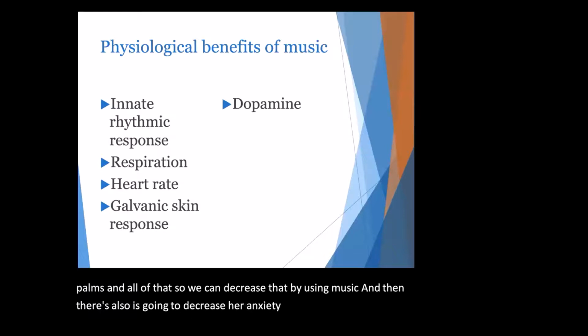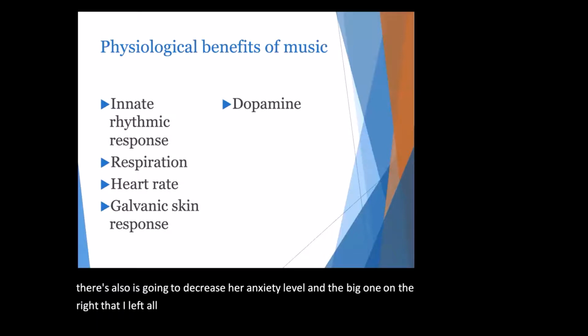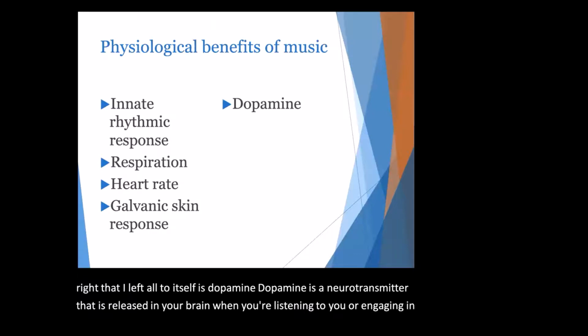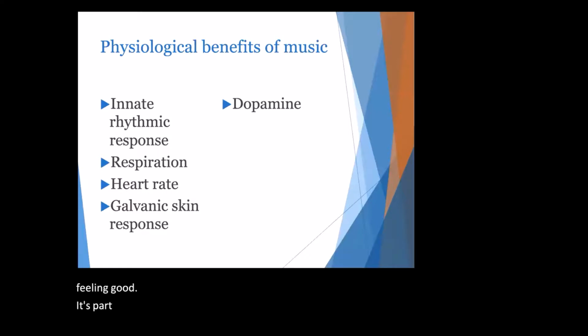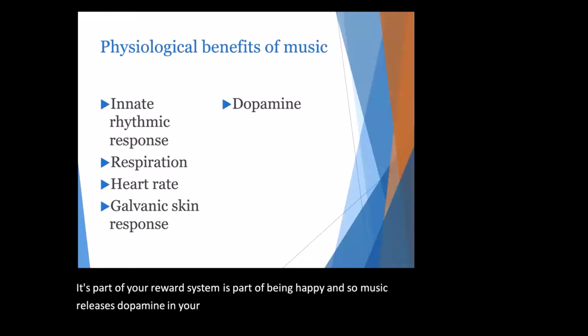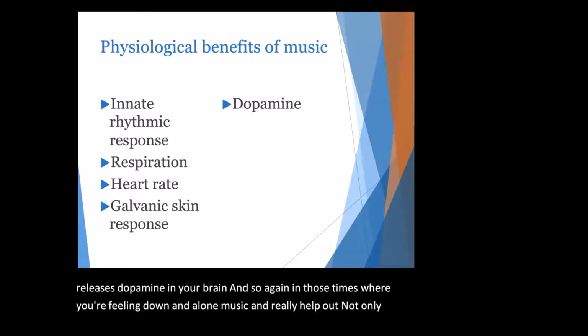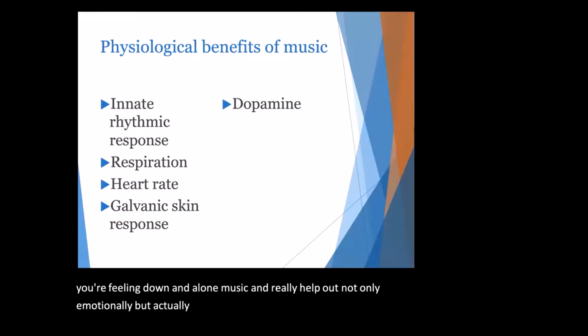And the big one on the right that I left all to itself is dopamine. Dopamine is a neurotransmitter that is released in your brain when you're listening to or engaging in music. Dopamine is something we equate with feeling good. It's part of your reward system. It's part of being happy. And so music releases dopamine in your brain. Again, in those times where you're feeling down and alone, music can really help out, not only emotionally, but actually physiologically because of what's happening in your brain during that time.